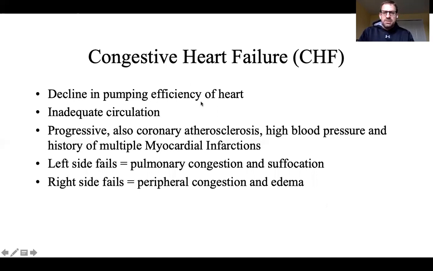So that is the physiology of the heart. If you have any questions about anything that I covered here, please email me and I will do my best to help.